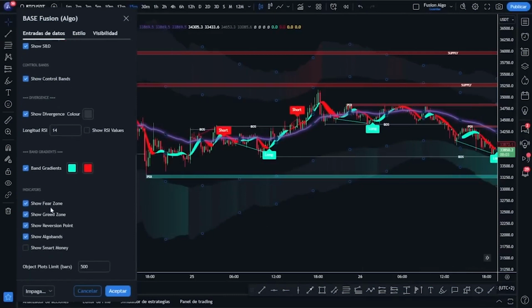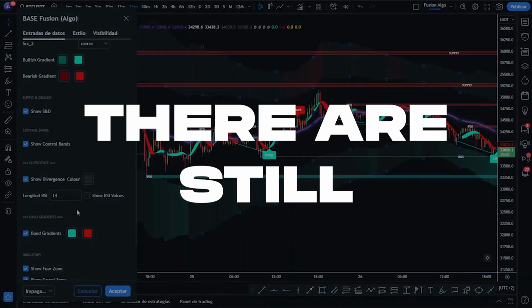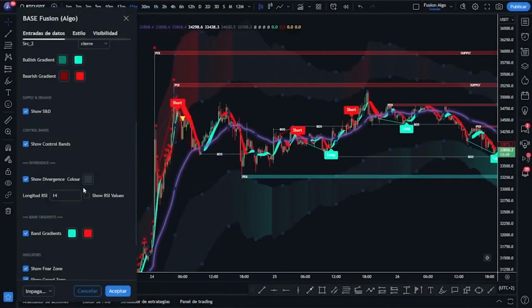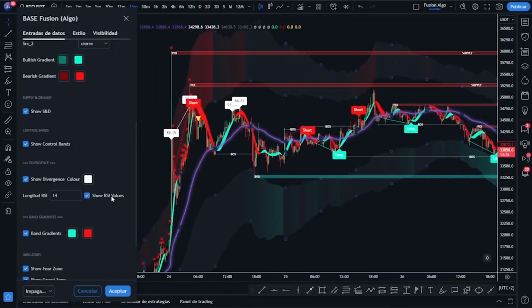There are many more things combined within this first indicator. There are still 2 more. Then we would have a part of divergences, where we can also mark divergences that are occurring in the RSI, and of course mark them with their value.